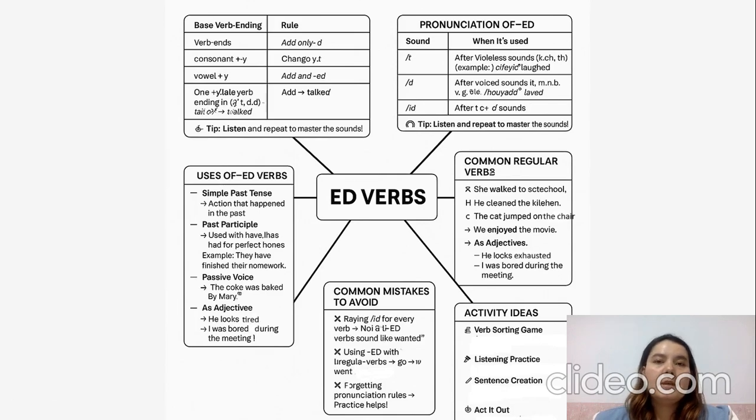Hello, my name is Cristel Petit and I'm going to present the brainstorming diagram about adverbs.